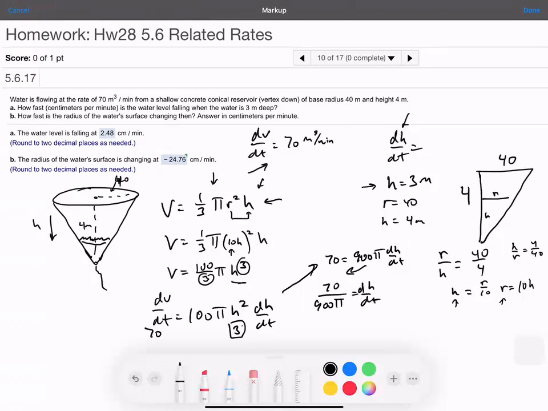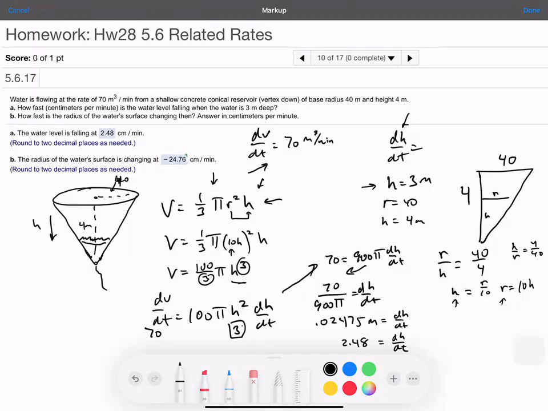I'm going to plug this into my calculator, see if we get the same answer they do. 70 divided by 900 pi. I'm getting 0.02475, and this was in meters, right? All our values have been in meters so far. And so dH over dt in centimeters, we multiply that by 100, so 2.475, rounding up to 2.48, which is their answer.